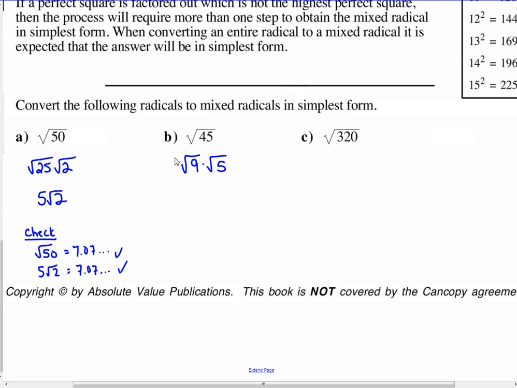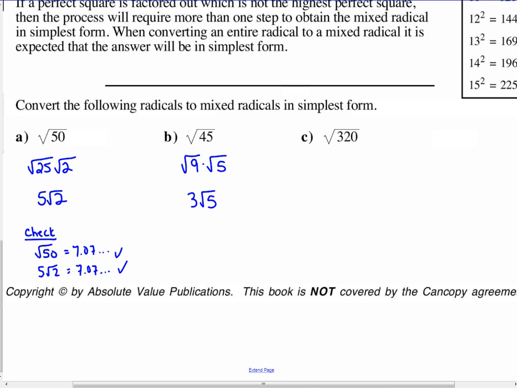And now what do you do? Square root the 9. That's why I always write the perfect square first, because that's the one we're pulling out. That's the one we're going to square root. And that equals 3. See, the square root of 9 is 3, because 3 squared is 9. Easy peasy.